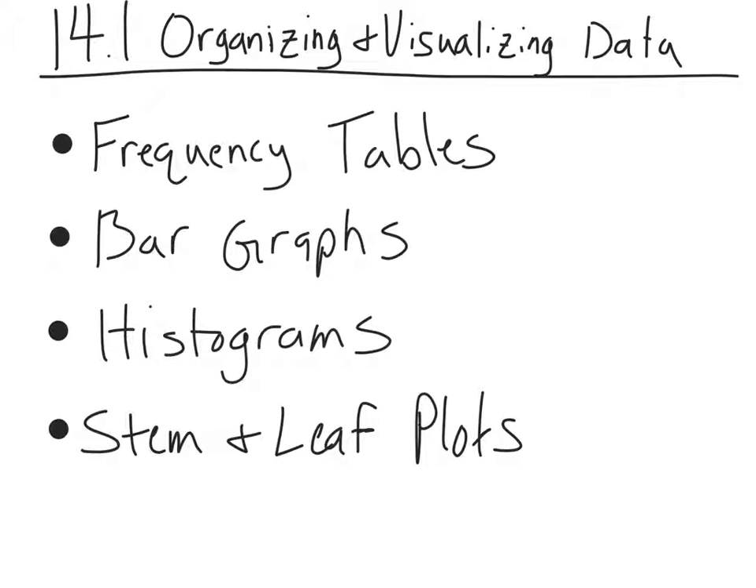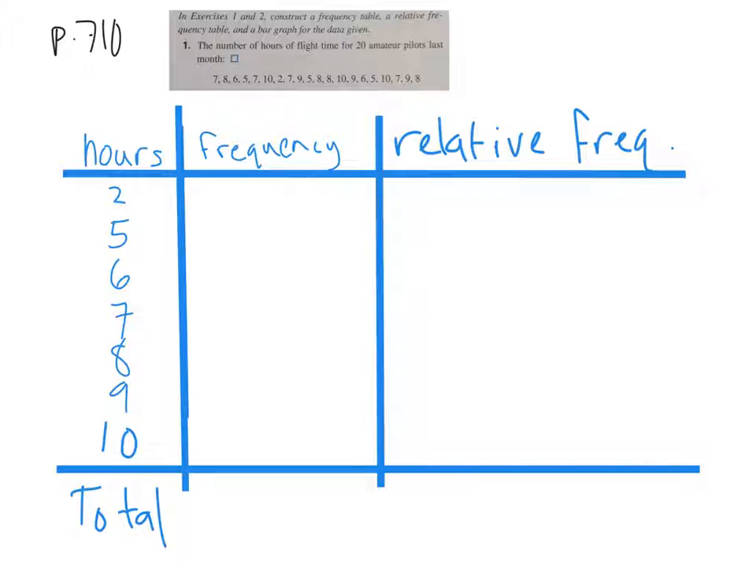Hey everyone, this is 14.1, Organizing and Visualizing Data. We're going to talk about four main ways to visualize some data. That'll be frequency tables, bar graphs, histograms, and stem and leaf plots. We're going to start with some frequency tables.